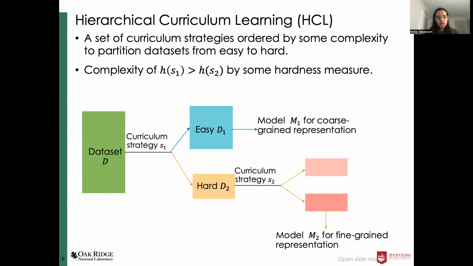Now, using such a hierarchical curriculum strategy, our proposed architecture works as follows. For example, strategy S1 can partition the full data set D into easy and hard data, D1 and D2, where the easy ones are to be trained with a global model, which learns the coarse-grain representations. And strategy S2 enables the local model for learning the fine-grain representations.